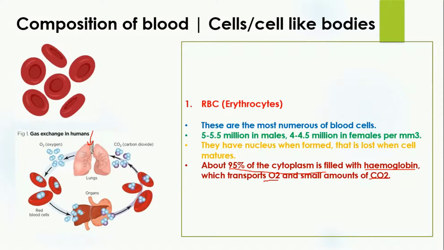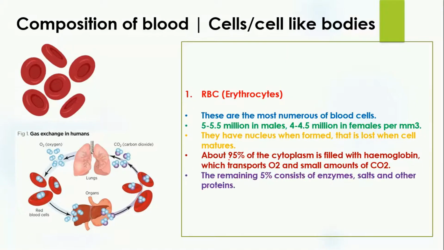The oxygen will enter the organs, and the carbon dioxide will enter into the red blood cell. Here you can see this is carbon dioxide. Now the carbon dioxide will bind with the hemoglobin, and then red blood cells will take it to the lungs, and when you breathe out, this carbon dioxide will be taken out of your body. We know that 95% is hemoglobin, so the rest 5% of the cytoplasm contains enzymes, salts, and proteins. So here you can see 95% is hemoglobin, while the rest of the 5% is enzyme, salt, and protein.